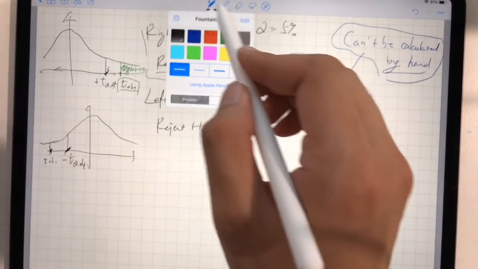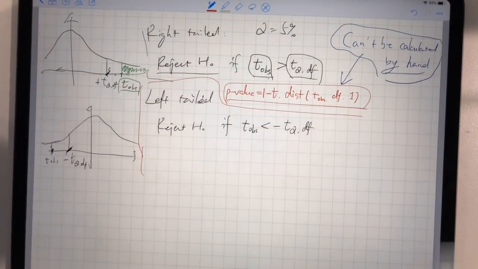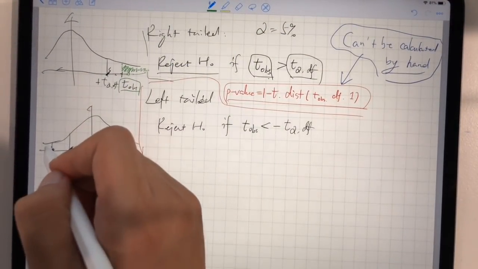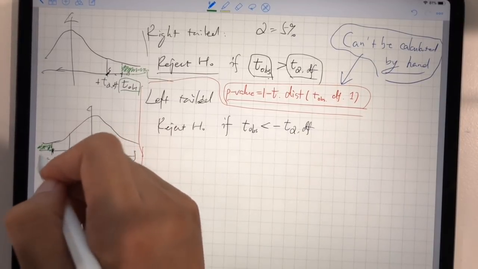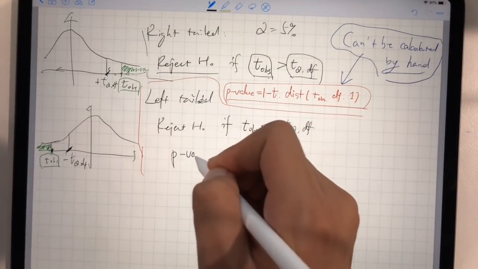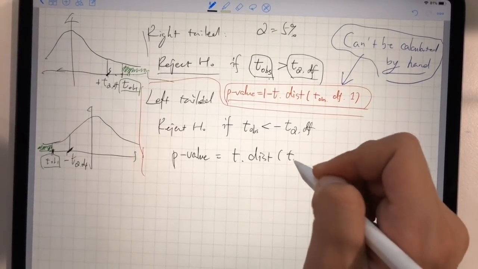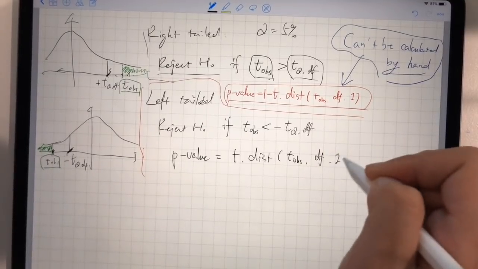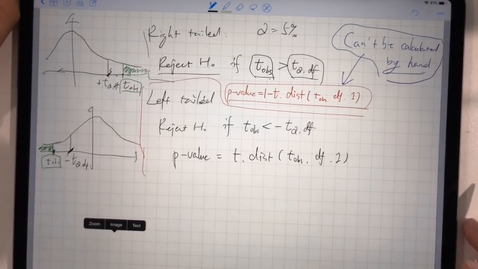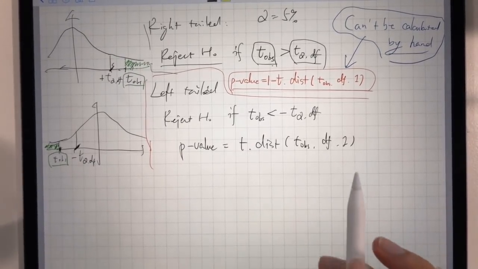So let's go back to the left tail test. For the left tail test, how do we calculate the p-value? Again, the p-value stands for the probability to the left-hand side of your observed t. So your calculation will be the p-value equals T.DIST with your t observed value, degrees of freedom, and 1. This is pretty easy because it's asking for the left-tailed probability, right? So this is the left tail.